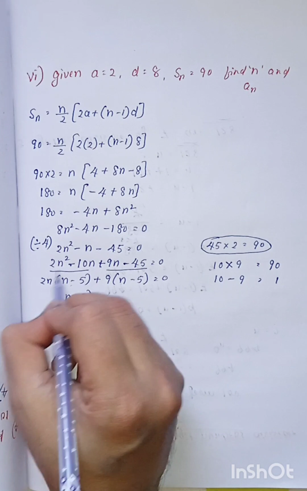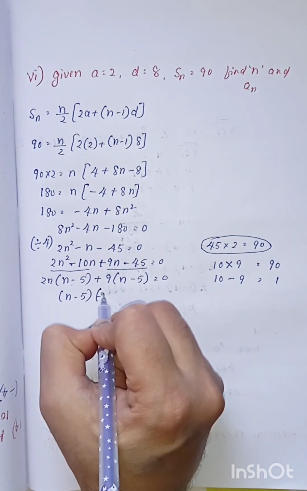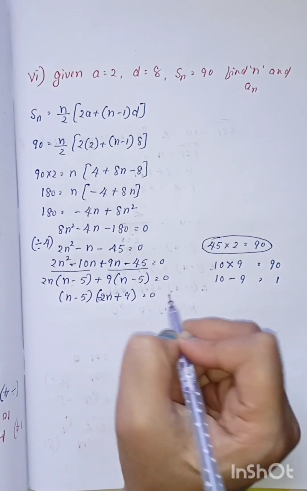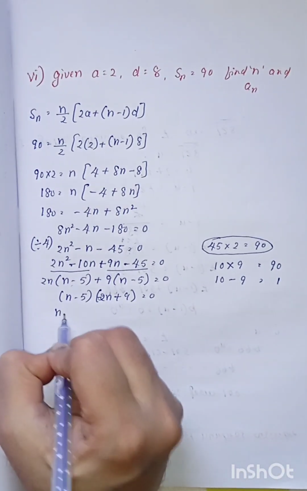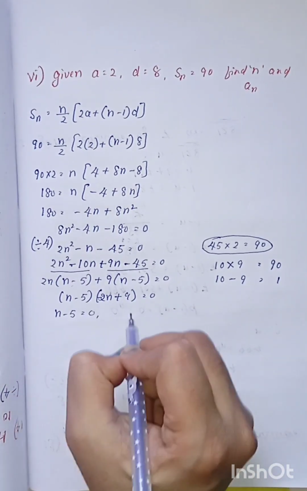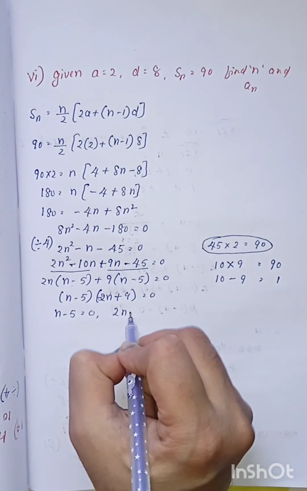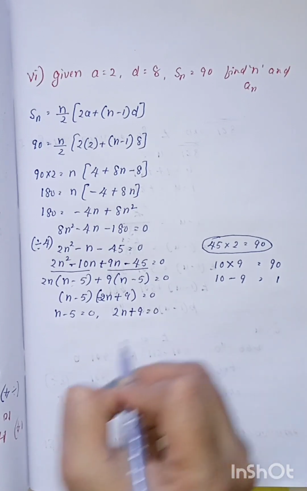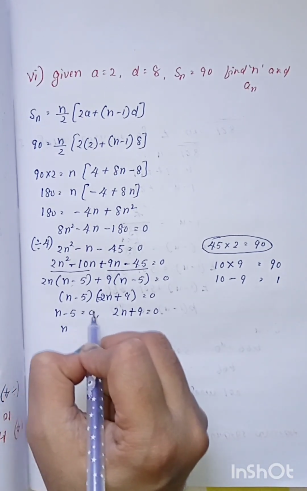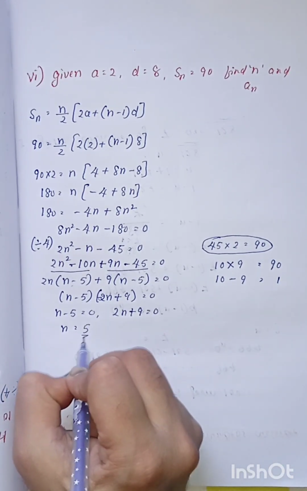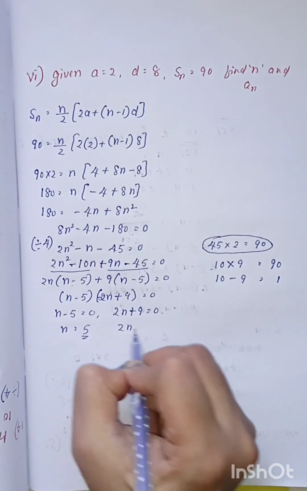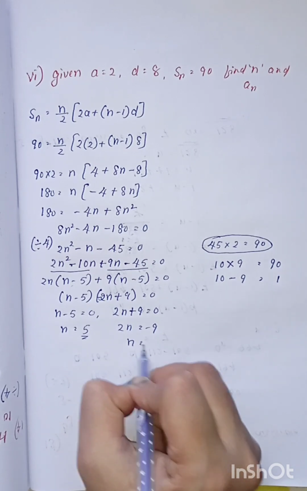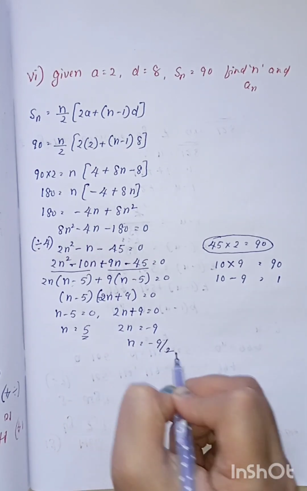Then what remains? 2n plus 9 equals 0. Then n minus 5 equals 0. 2n plus 9 equals 0. n, bring 5 here, it becomes n equals 5. Here 2n equals, bring 9 here, it means minus 9. Now n equals minus 9 by 2.